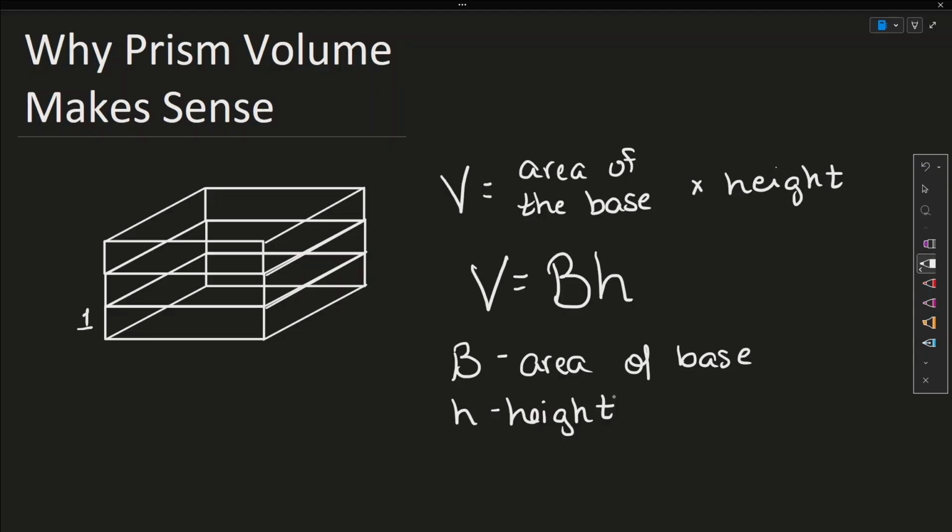You do not need to rush through volume formulas. The more clearly you picture the solids, the more naturally the formulas will make sense. In the next video, we'll begin with a right triangular prism, and then we'll look at a cylinder.